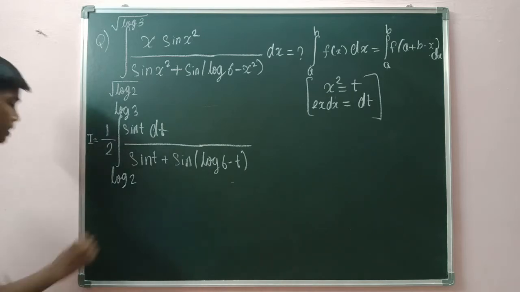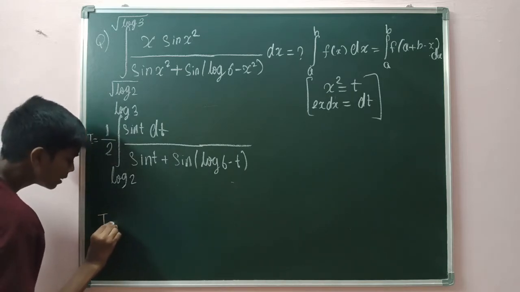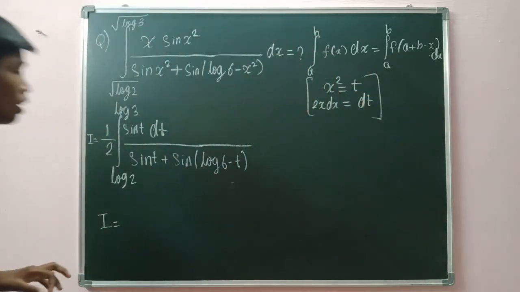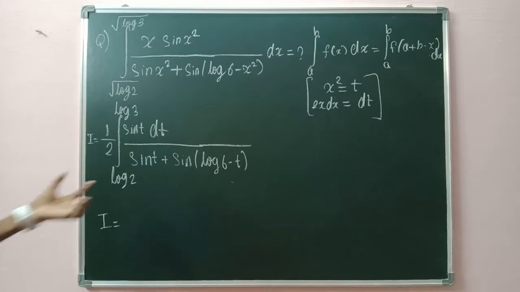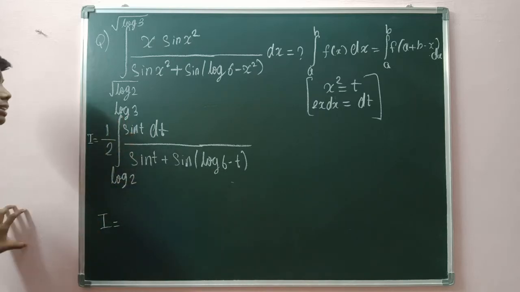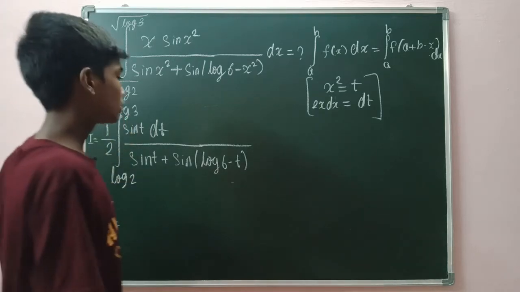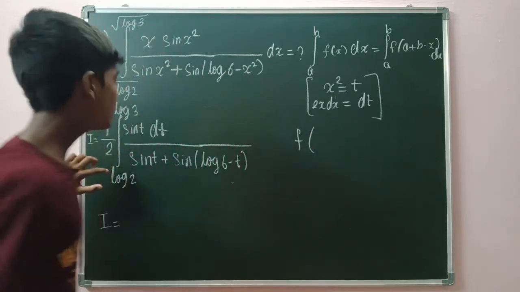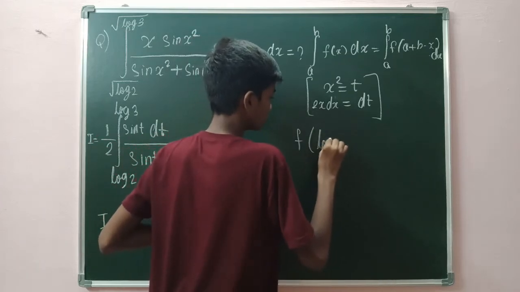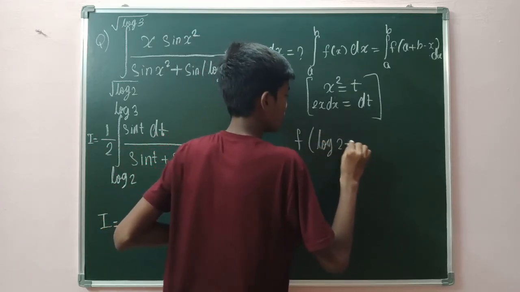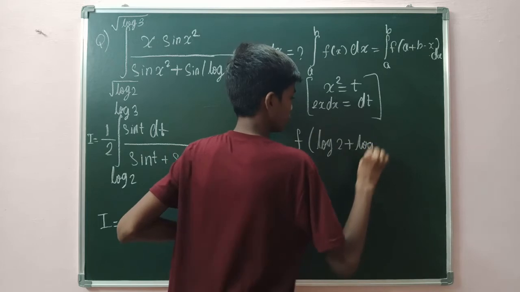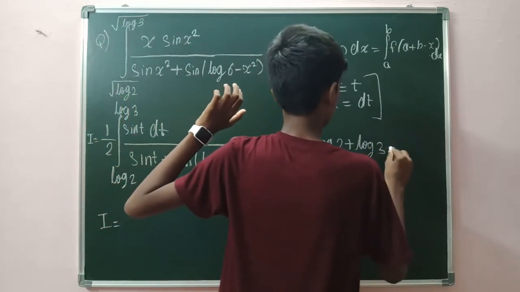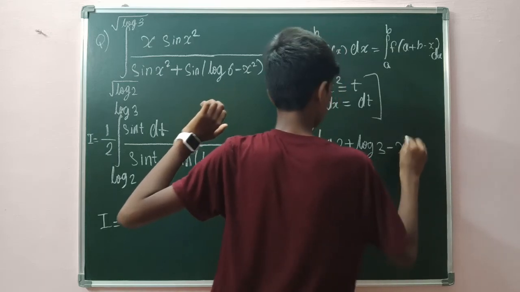So when I take this integral as I, using King's rule, I can write the same as integral of f of a plus b minus x. What is f of a plus b minus x? It is f of lower limit plus upper limit minus x. So f of lower limit plus upper limit minus x will be nothing but: the lower limit is log 2, correct? It is log 2 plus log 3, because your upper limit is log 3, hence b is log 3, then minus x.